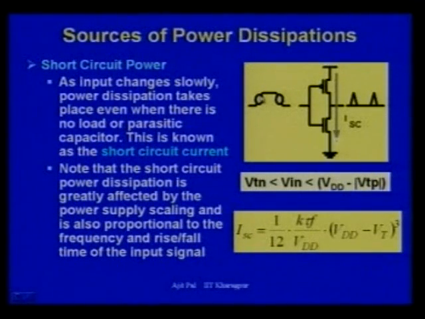That means if it rises slowly, then there will be more short circuit current that will flow, and if it falls slowly, I mean rise time and fall time is longer, then the power dissipation will be higher. This current will be higher and power dissipation will be higher. That means it is dependent on supply voltage, it is dependent on frequency, it is dependent on rise and fall time of the input signals. So, to reduce short circuit power dissipation, you have to control or rather minimize these parameters: supply voltage, frequency of operation, and rise and fall times.